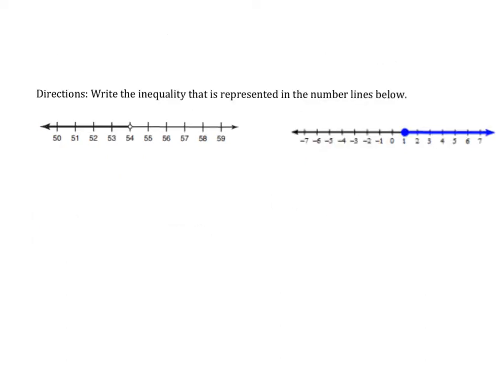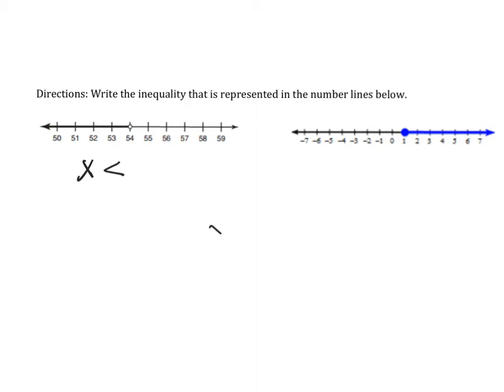In this section, we're still continuing with the graphs of inequalities on a number line. This time they want you to write the inequality. So you can choose whatever variable you want. As you know, I like to use x. So when I'm looking at this one, I'm going to say x, and then I'm looking at what direction my line is going. It's going to the left, so I'm going to draw a less than sign.